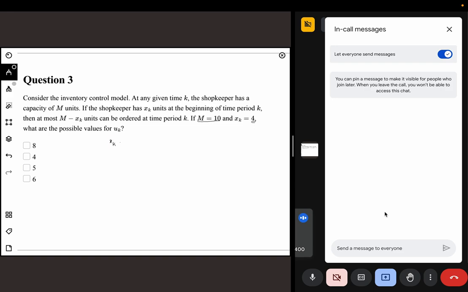You know, xk should always be less than or equal to m. At the same time, xk plus 1 should also be less than or equal to m. And xk plus 1 is given by xk plus uk minus wk, less than or equal to m. So xk is given as 4. So uk minus wk is less than or equal to 10. Sorry.